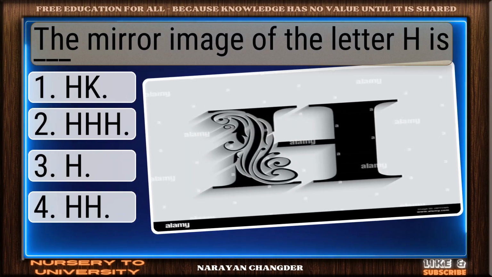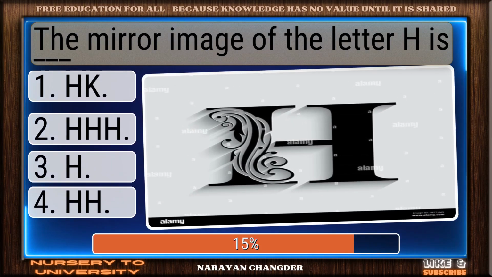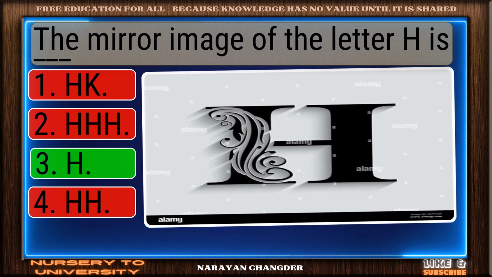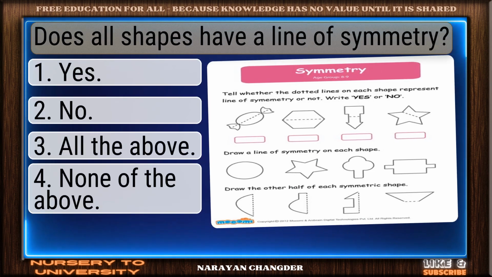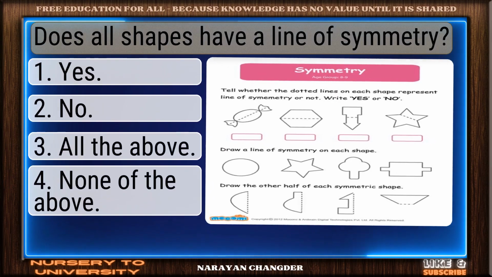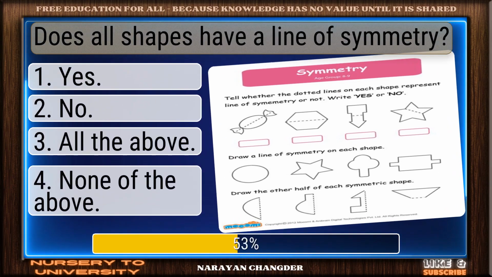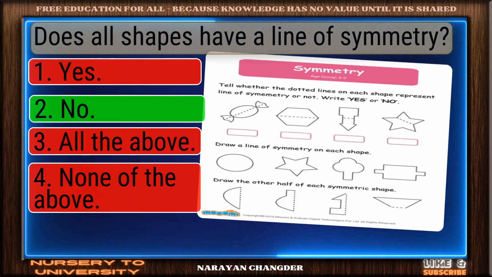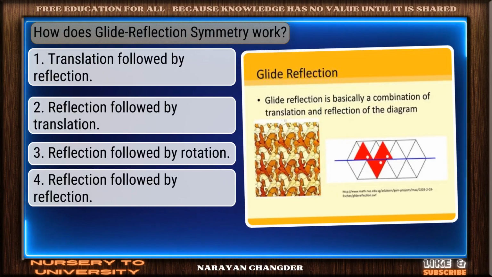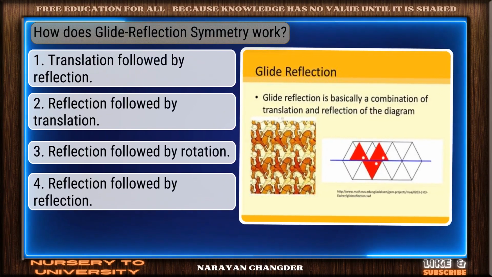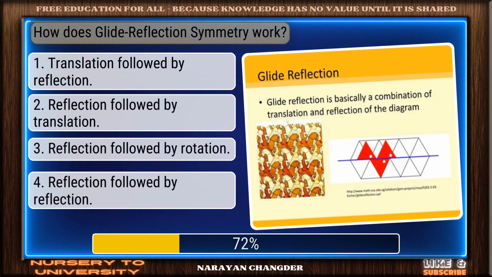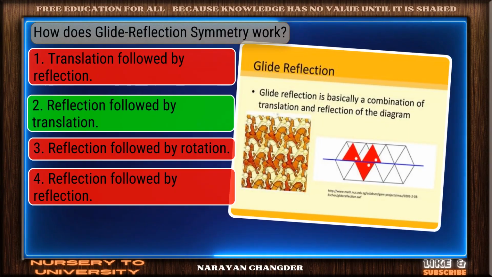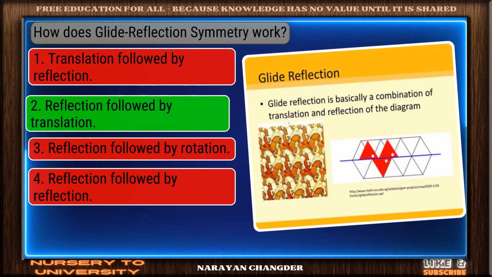The mirror image of the letter H is dash. You got it. Your choice H is right. Do all shapes have a line of symmetry? Exactly. No makes sense, and it is the right choice. How does glide reflection symmetry work? Bravo. Reflection followed by translation is the answer.